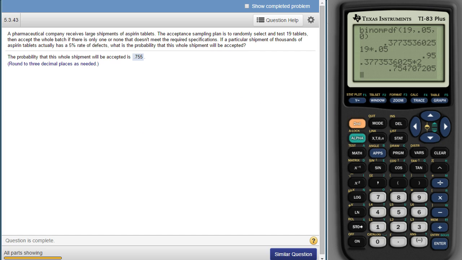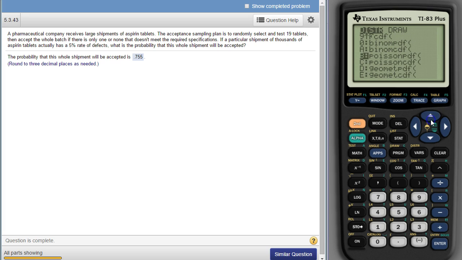Now there is another feature when you are adding these. Let me go up, it's easier to go up. We did binomial PDF last time. The binomial CDF, what that does is it starts at 0. It still takes in N, P, and X, but it starts at 0 and stops adding at whatever number you tell it to.